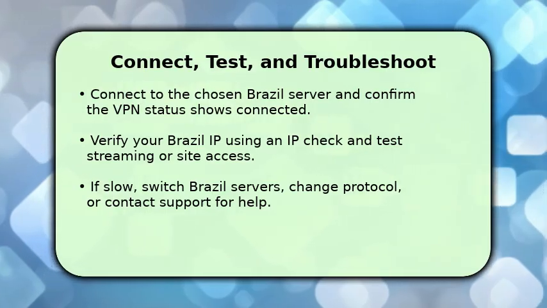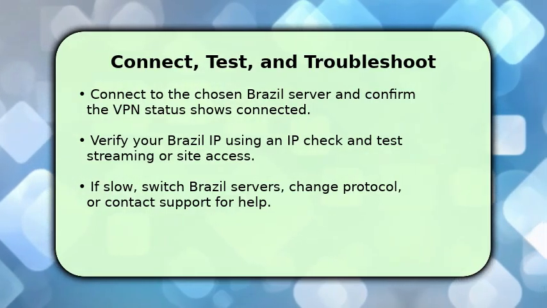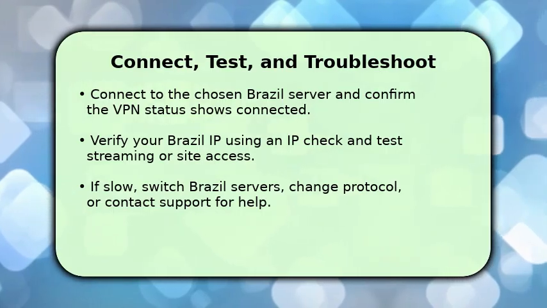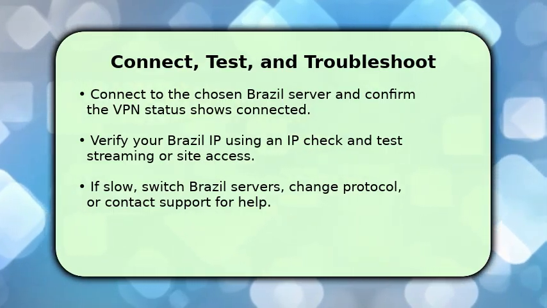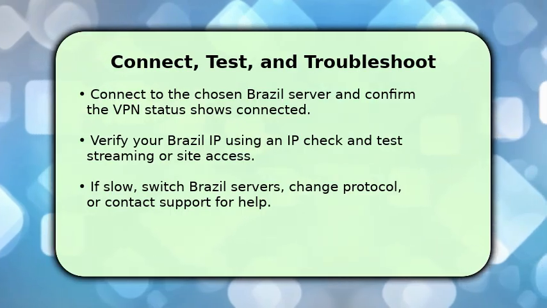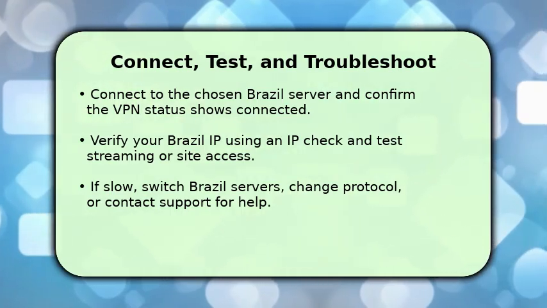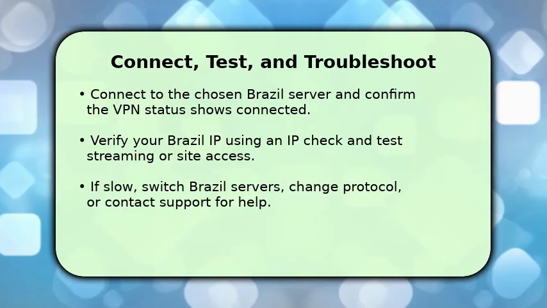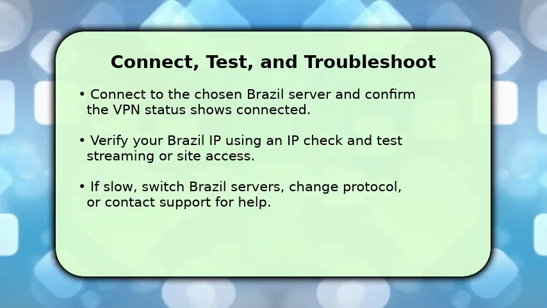If speeds are slow, switch to another Brazil server or change the protocol to WireGuard or OpenVPN UDP. Restart the app and router if problems persist. Contact provider support with logs if you cannot resolve connection issues.